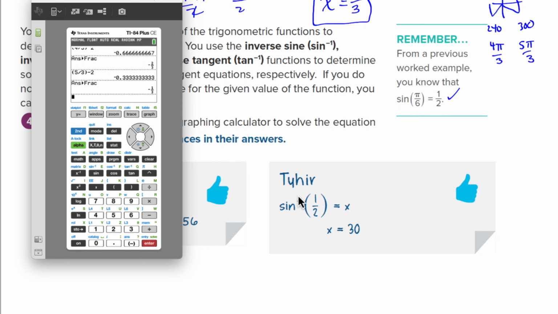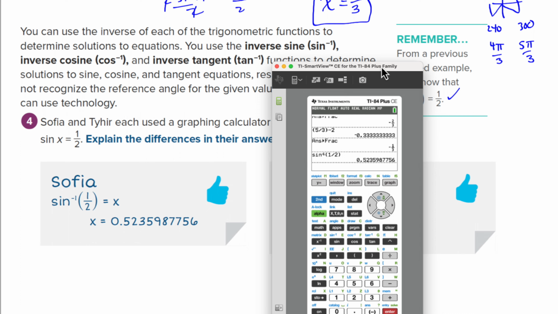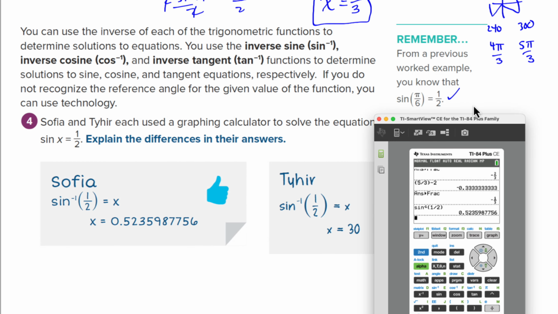So if you want to know the angle, normally we know the angle, right? And then we figure out the sine. But if we know the sine and we want to work backwards and find the angle, then we use the inverse sine button. So inverse sine of, let's throw a half in there and see what it gives us in our calculator. Oh, we got Sophia's answer down here. Great job, Sophia. We are the same. But Tahir got 30 degrees. And we know that the sine of 30 degrees is 1/2.